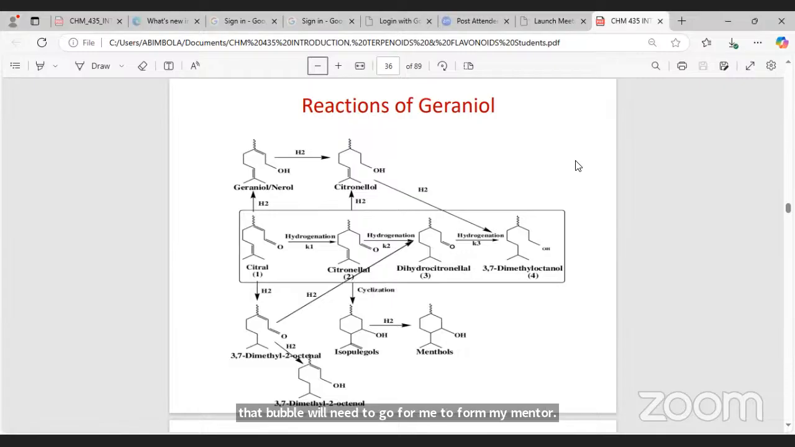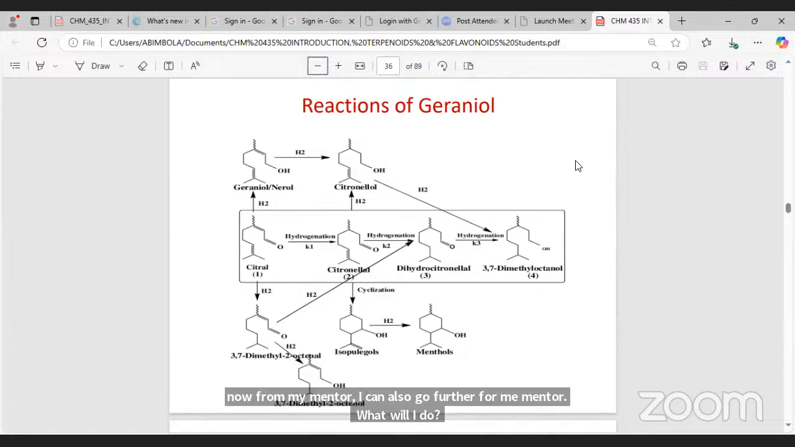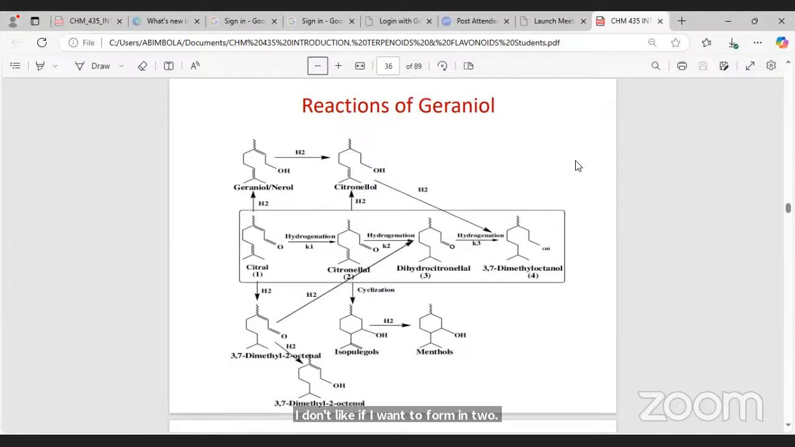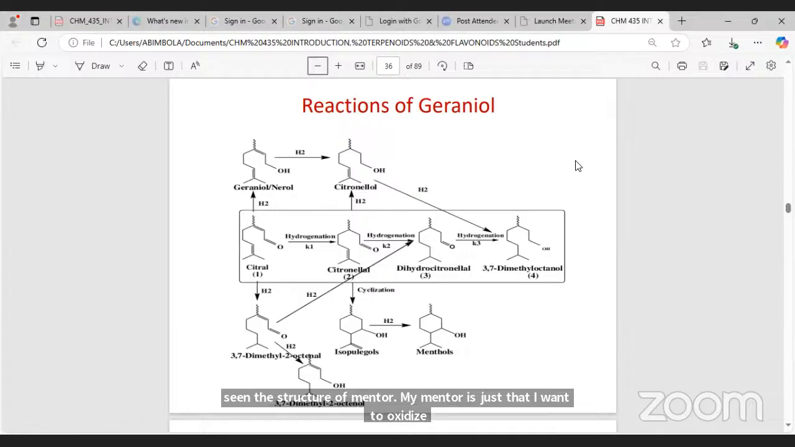And now from my menthol, I can also go further, forming menthone. What will I do if I want to form menthone? Oxidation. So I want us to understand this is just going to make you bring chemistry to life, because you're connecting all your chemistry together, right? So now if you're asked, okay, you have menthol, I want you to form menthone, you want to start asking, where will I get menthol from again? That's why the structure is important. I've seen the structure of menthol. I just want to oxidize. So I'll just put the oxidation sign and I'm good to go.